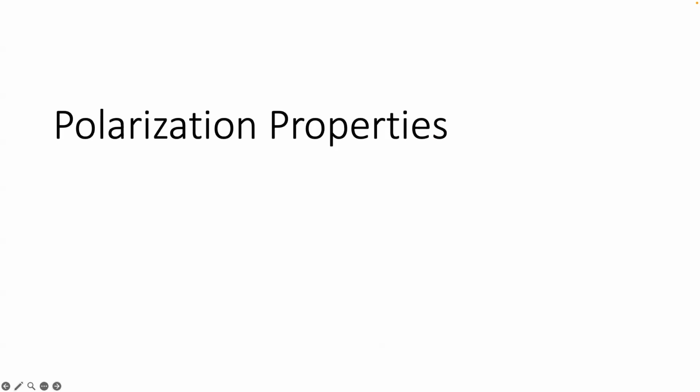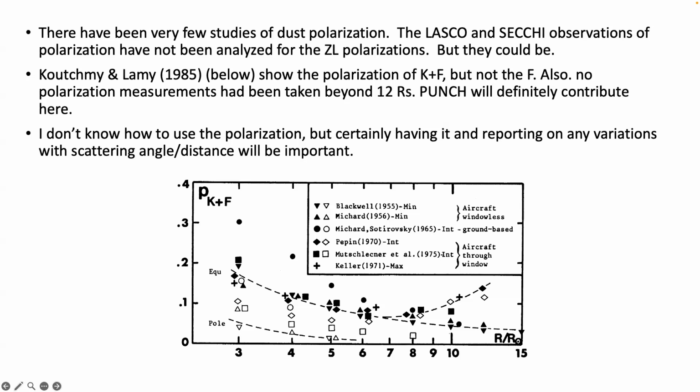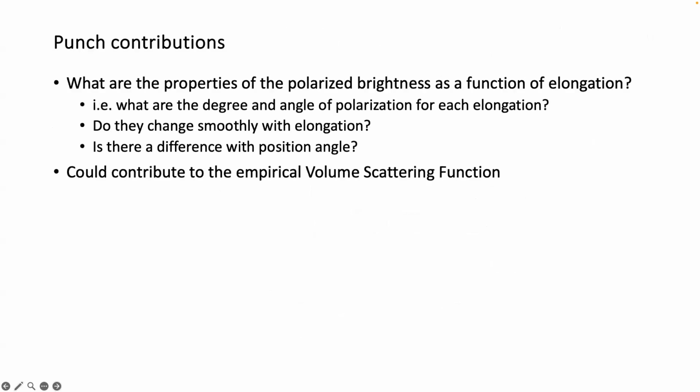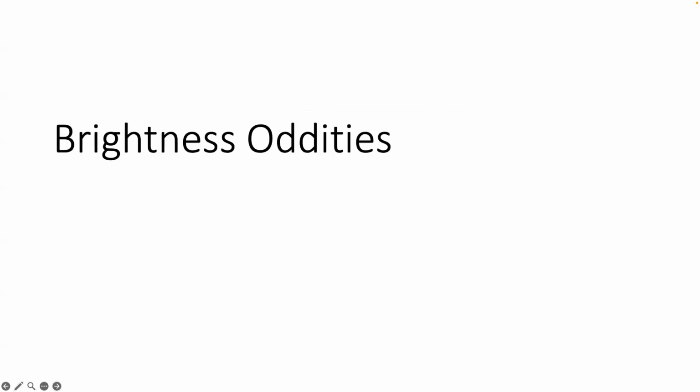So polarization quickly. There's hardly any measurements of polarization. As I mentioned earlier this morning, Rhino in fact had the measurement of zodiacal light that as much as 20%. So I think that is something that PUNCH will actually have free range in, be able to do a lot of stuff on it. Anything they do will be an improvement.